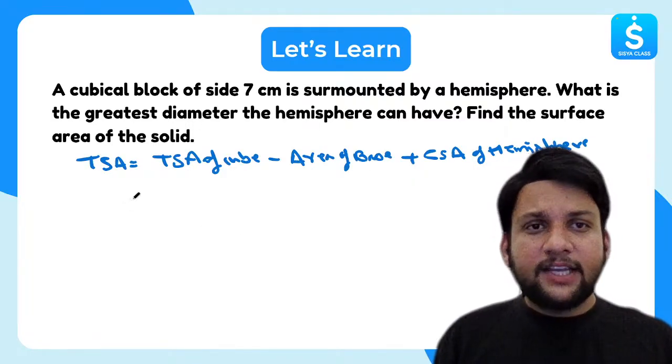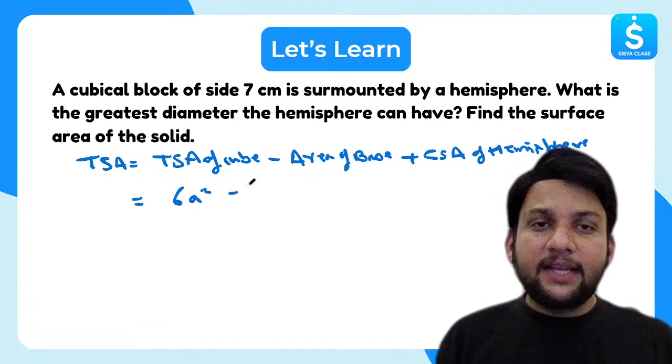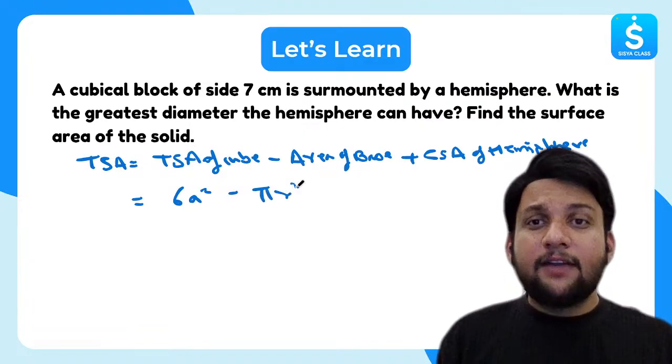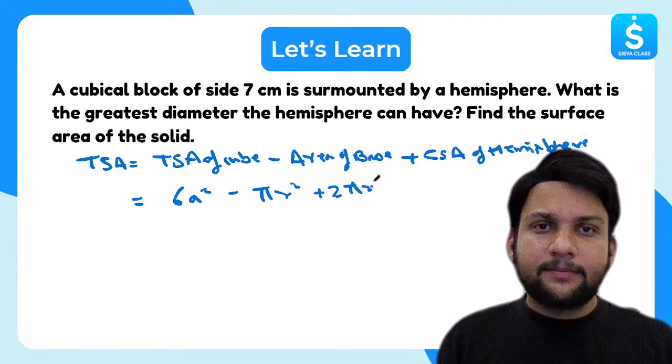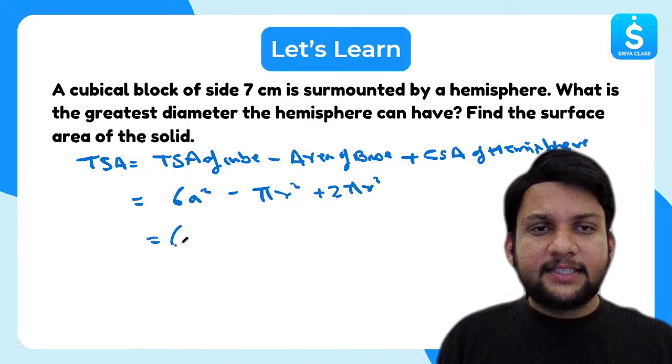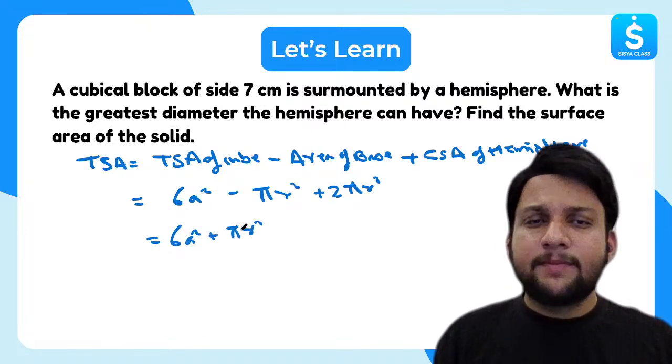Now, what is total surface area of cube? It is 6a square. Right. Minus what is area of base? It is pi r square. And what is CSA of hemisphere? It is 2 pi r square. Right. I will just simplify this. I will get 6a square plus 2 pi r square minus pi r square, pi r square.